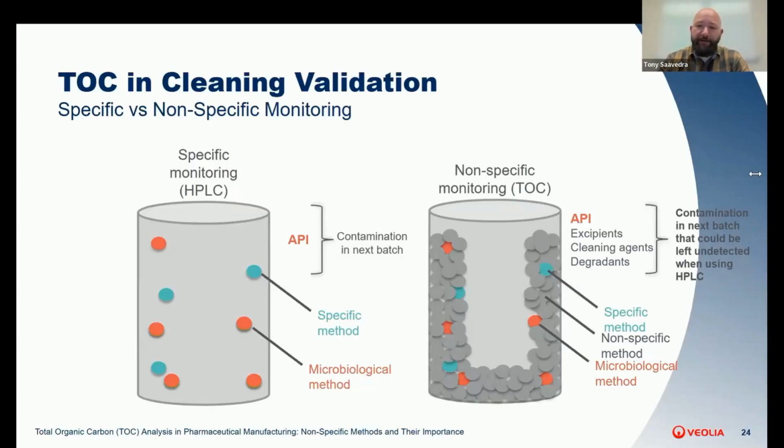So while your HPLC method is laser focused on that one API, TOC is giving you a comprehensive picture of all organic residues. So what's the downside, right? It doesn't identify any specific contaminants. It might be overly sensitive, picking up harmless organic residues, and it can't detect inorganic contaminants.